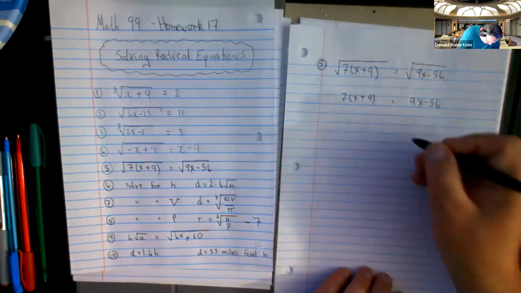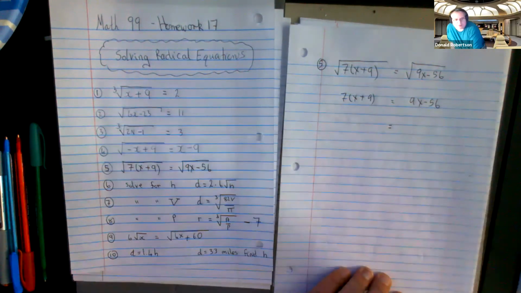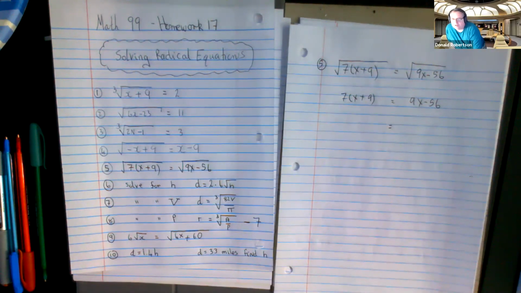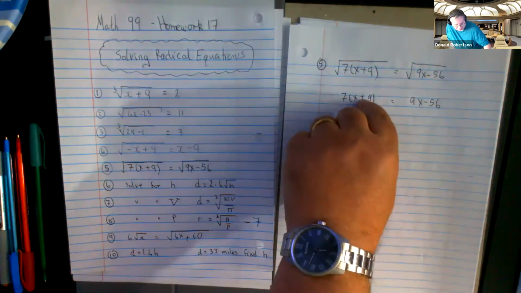Once you've got rid of the square root, or occasionally a cube root, because some questions do have cube roots in them, you're now left with a kind of normal equation, right? A linear or a quadratic, typically. So you have to take each one as it comes. What do you think you should do in the next line? What should I do here?